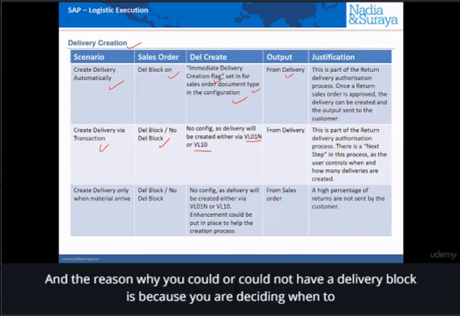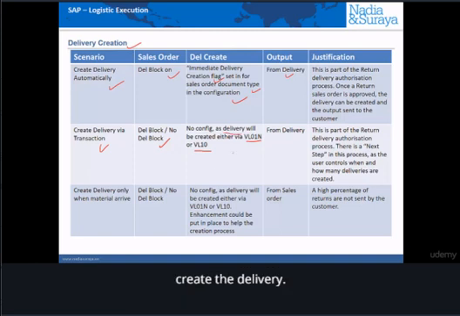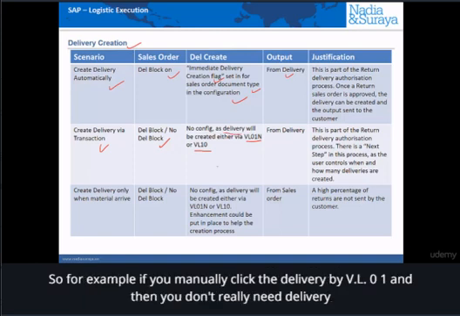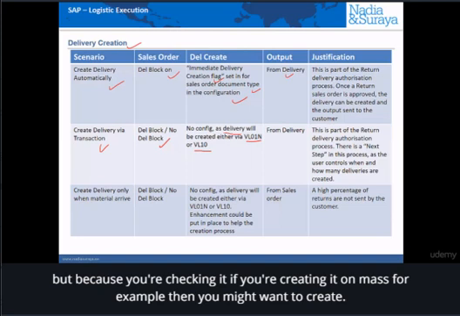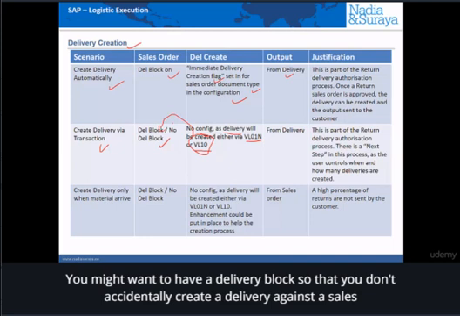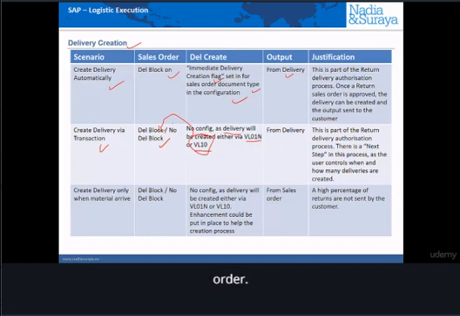And the reason why you could or could not have a delivery block is because you are deciding when to create the delivery. So, for example, if you manually create the delivery by VL01N, then you don't really need the delivery block because you're checking it. If you're creating it en masse, for example, then you might want to have a delivery block so that you don't accidentally create a delivery against a sales order that hasn't been approved.